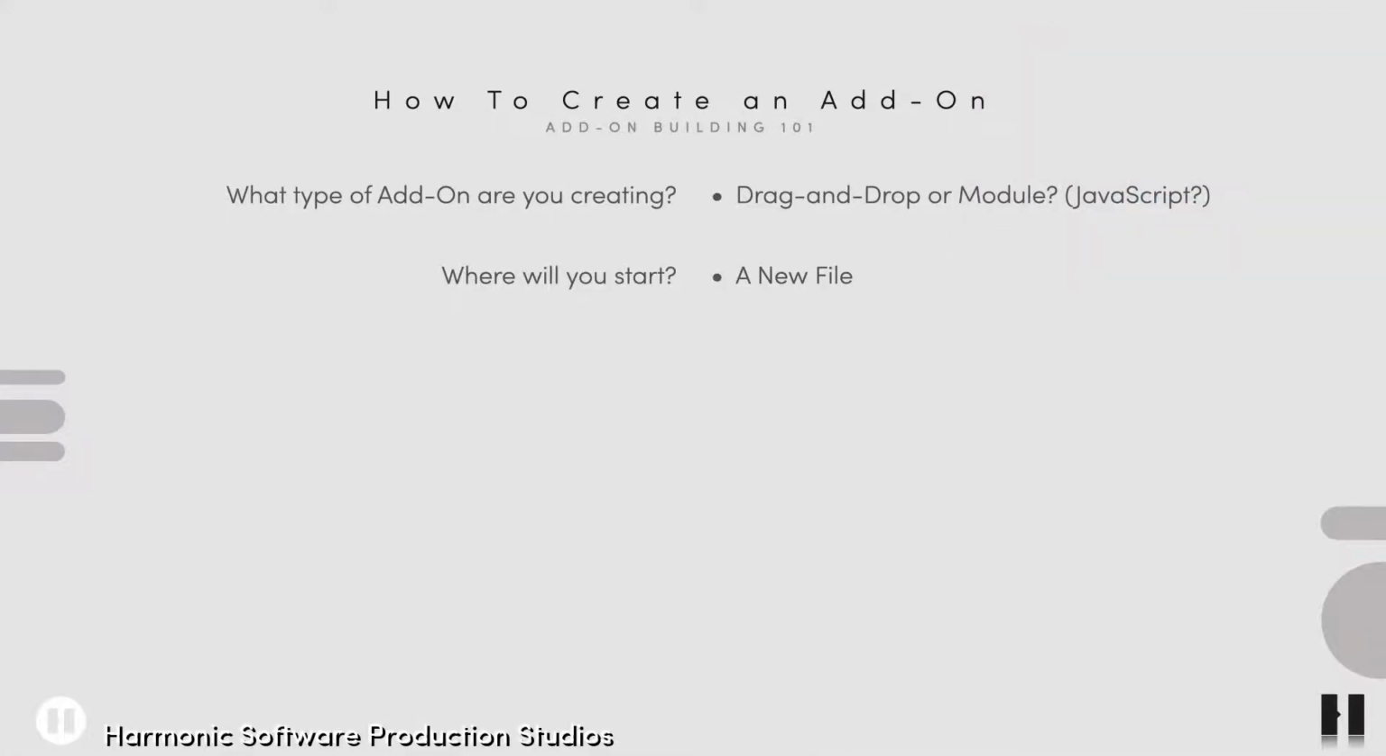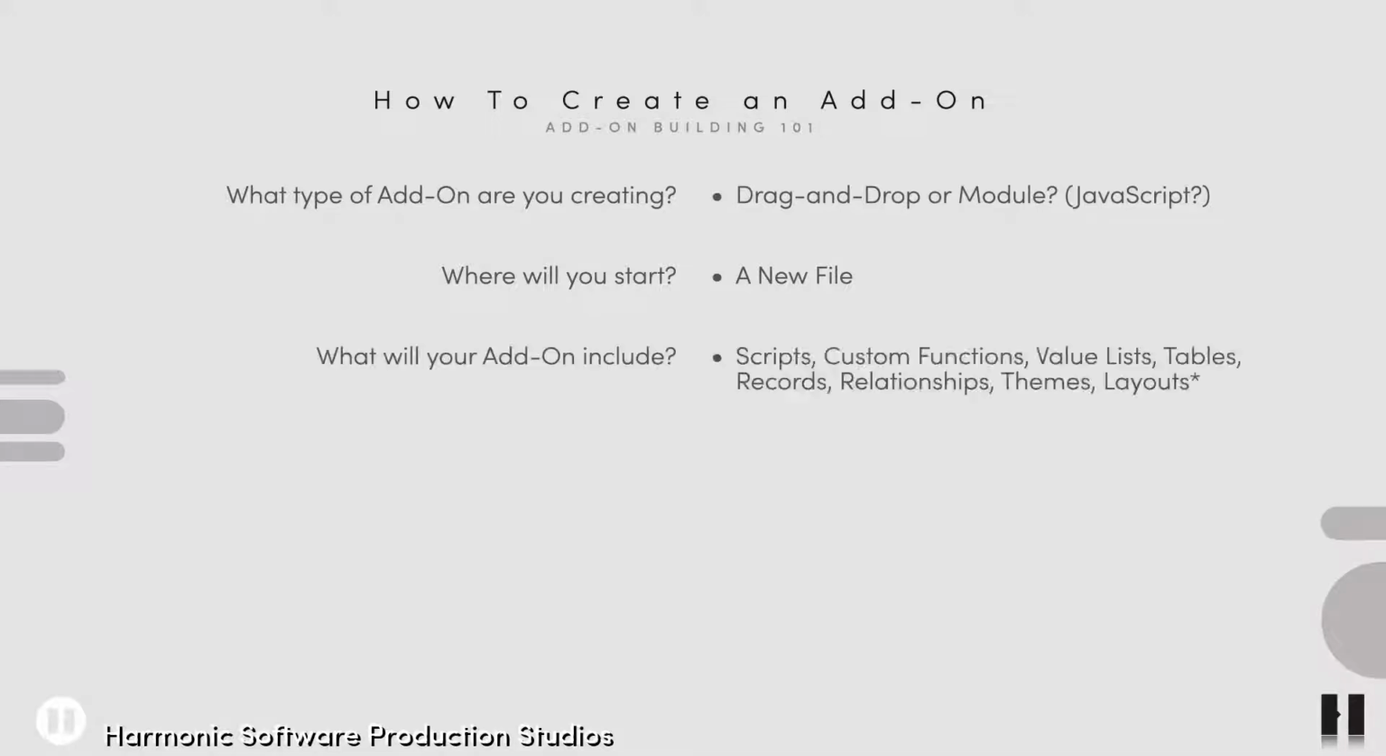Where will you start? You're always going to start with a separate file. You'll use a separate source file for the creation of each of your add-ons. What will your add-on include? Well, with the notable exceptions of security and a template-defined layout, your add-on will include all of the schema and data objects from your source file. What's required? Your source file will need a button for creating the add-on. And if your add-on will be added to another file via drag and drop, your source file will need to include a template layout that follows the required naming convention, which I'll go over with you.